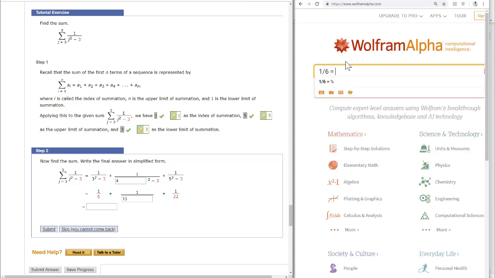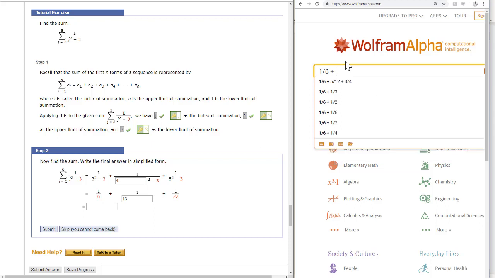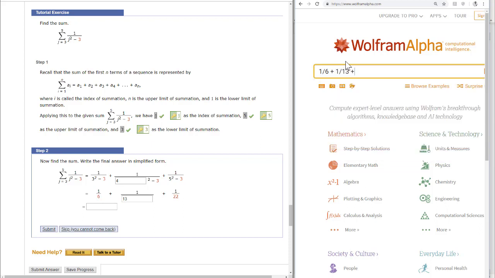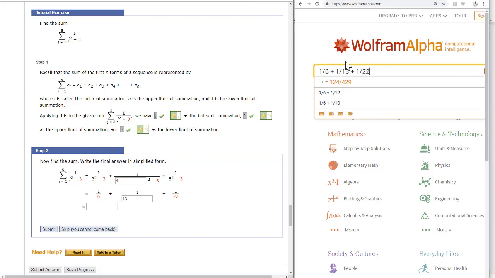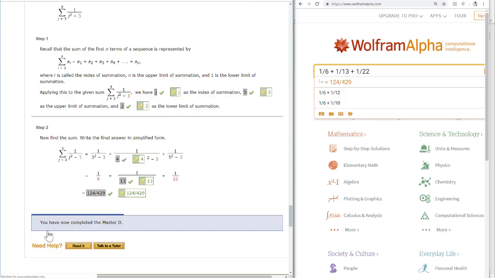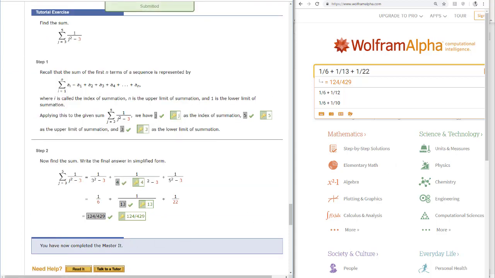1 divided by 6 plus 1 divided by 13 plus 1 divided by 22. And so that's, as a fraction, 124 divided by 429. So 124 divided by 429. Alright, so that's how you do a sum.